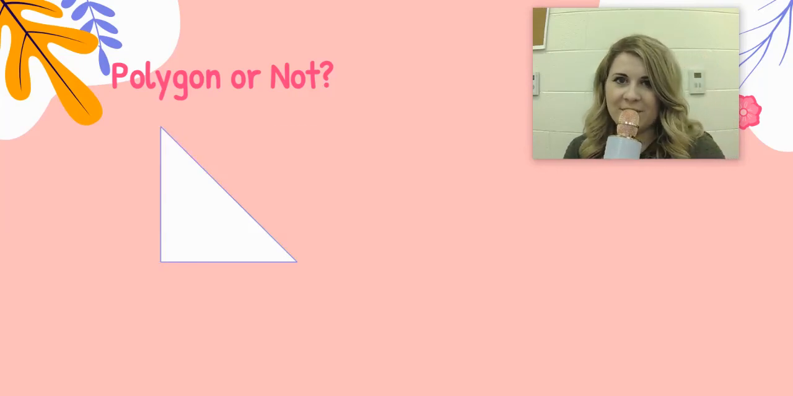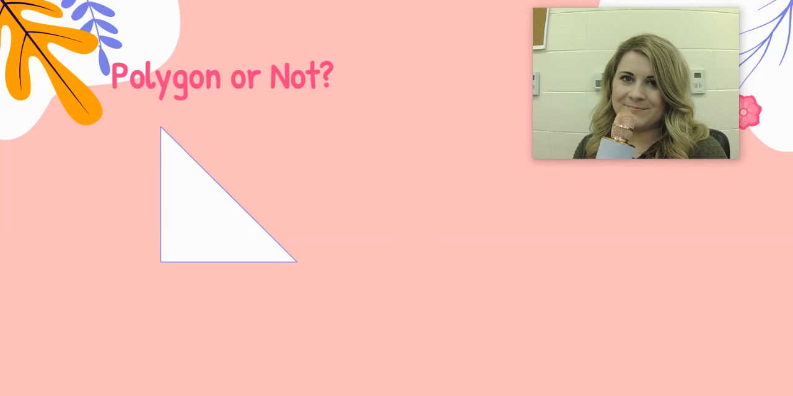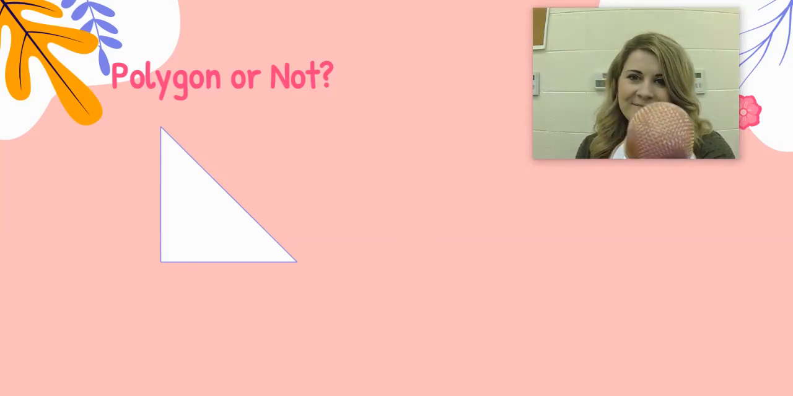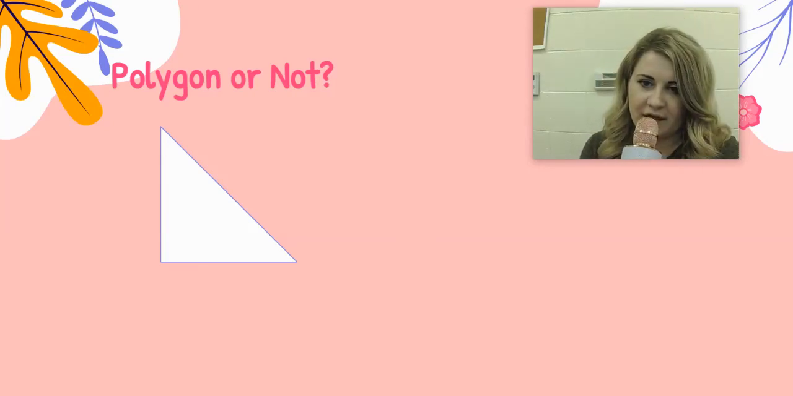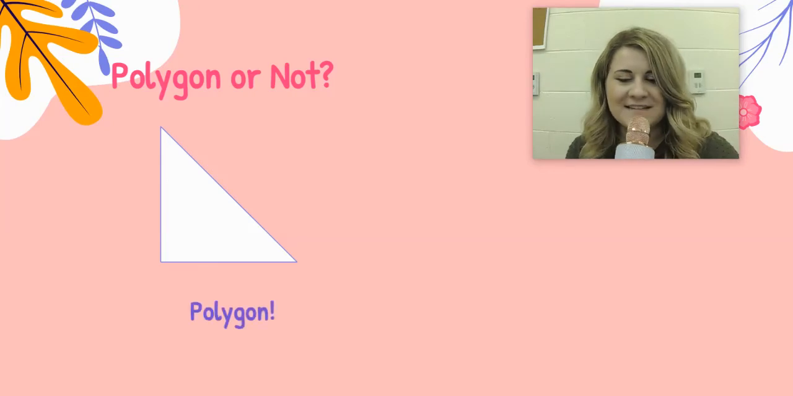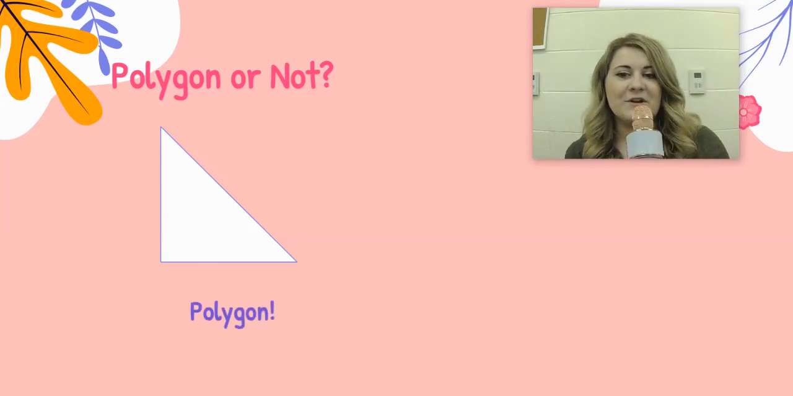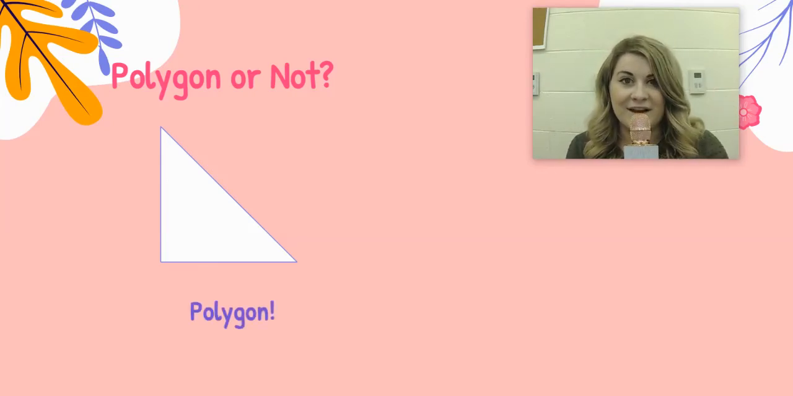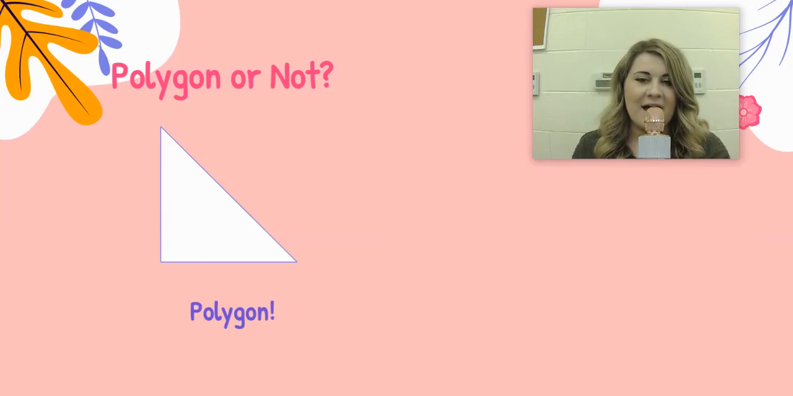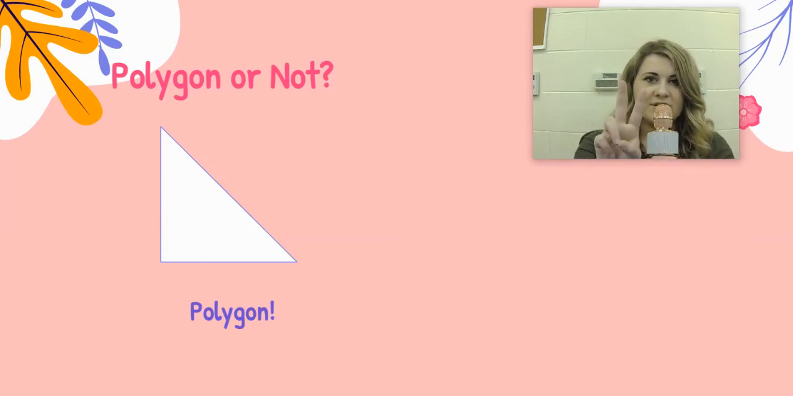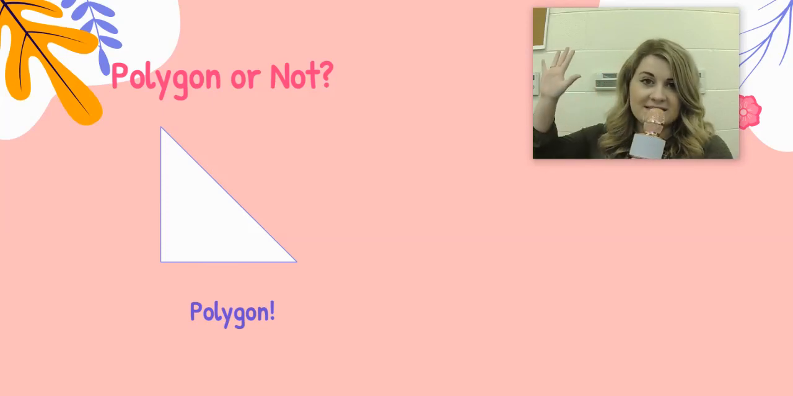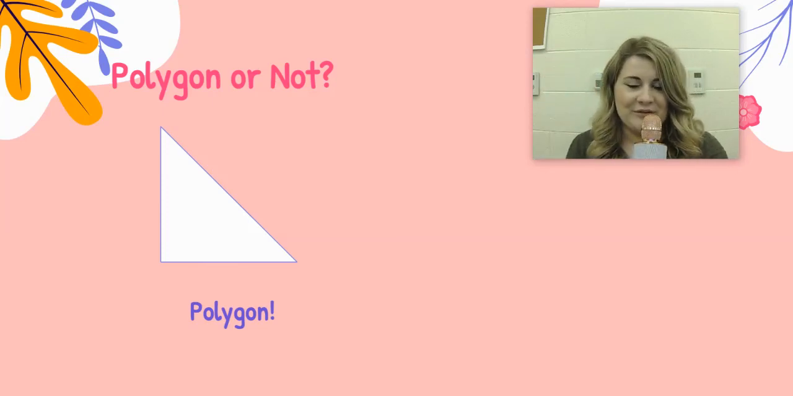All right, last one. Is this a polygon or not? If you said polygon, you are correct. So our next lesson is going to be talking about 8 specific polygons. We're going to be talking about triangles, quadrilaterals, pentagons, hexagons, heptagons, octagons, nonagons, and decagons, which sounds really scary, but I promise you it's going to be really fun.